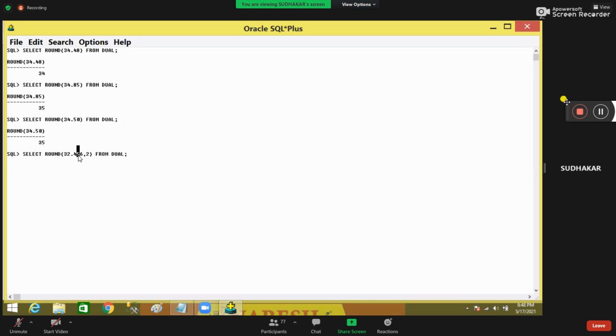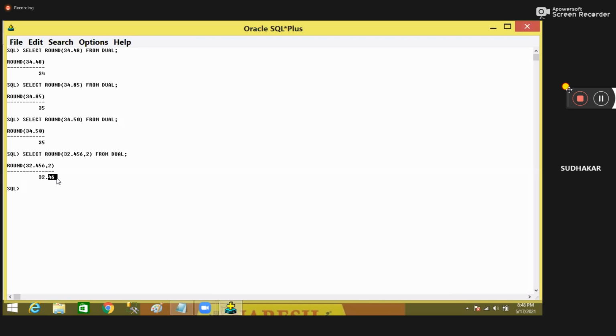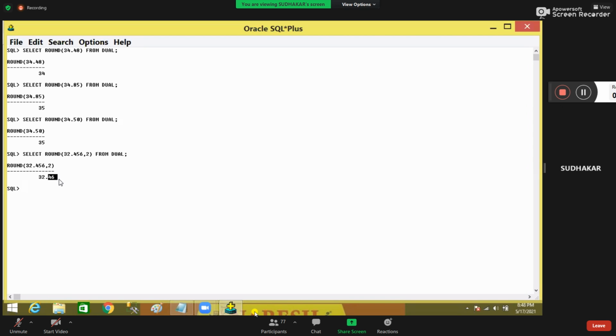So what happened? You can see after 2 decimals it shows 32.46. But why 46 and not 45? Because 5 means 1 is added. We are adding 1 to 45, so 45 plus 1, 46 we are taking.